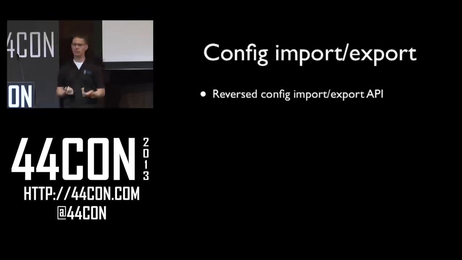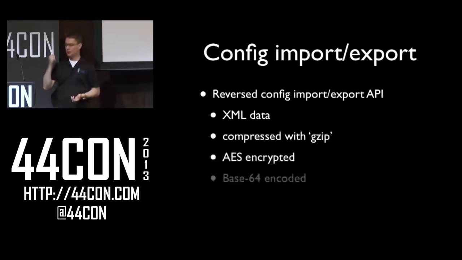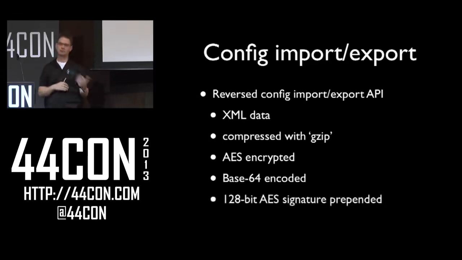So I spent some time reverse engineering the configuration import-export API, and I found that the configuration backup starts out life as XML, and then it's compressed with the Unix gzip command, and then it's AES encrypted, and then base64 encoded, and then it has a 128-bit AES signature prepended. I don't know why the signature is not signed and then base64 encoded, because you end up with this 16-byte chunk at the beginning that isn't base64, but nonetheless, that's what happens.